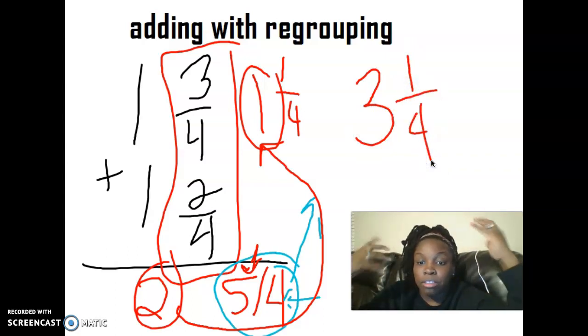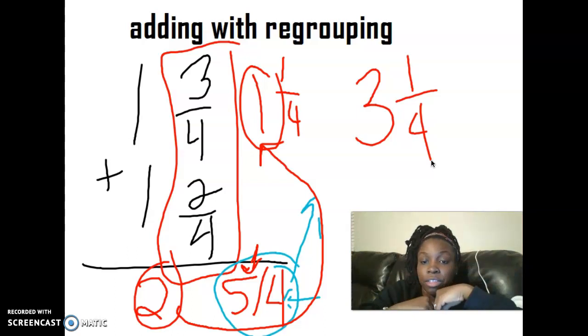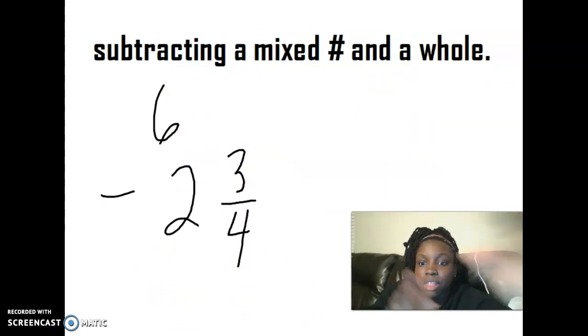So with regrouping, it's a little bit more work that you have to do, but you guys got this. Remember, this is a review. We already know how to do this. So hopefully that refreshed your memory with adding with regrouping. Now, let's look at subtracting a mixed number from a whole number. Let's see if we remember this.